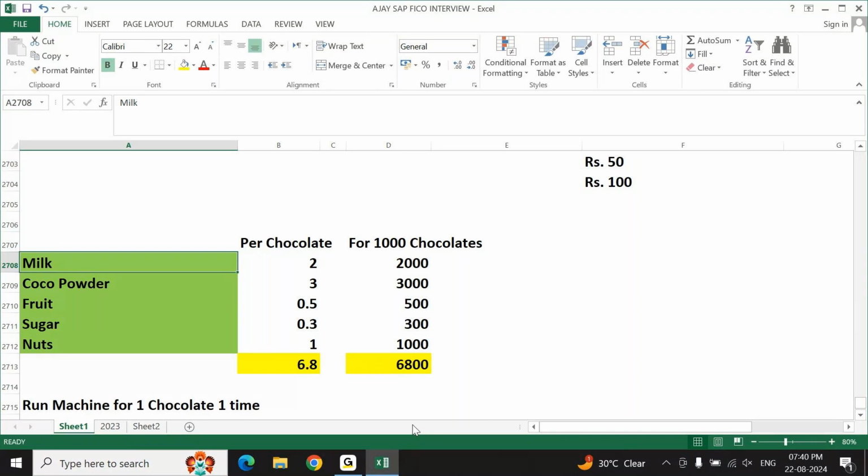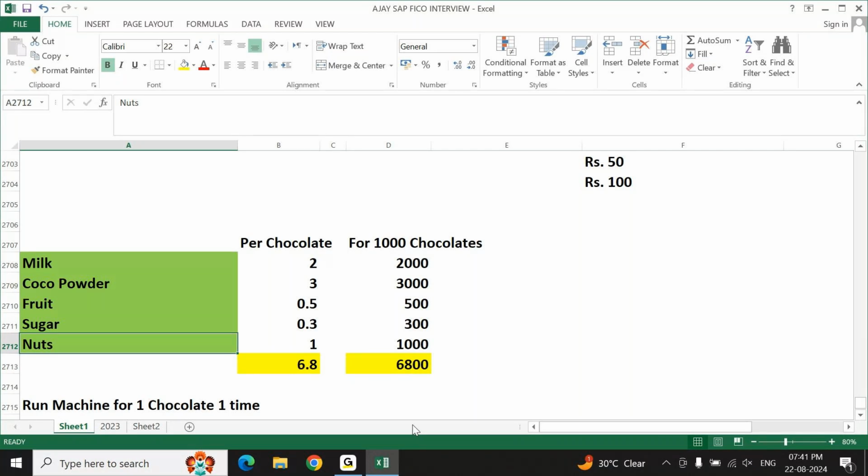Now you need to make sure the same thing you are going to continue in your actual production. The chocolate which everybody liked, you know how it was prepared. What portion of milk was used, what portion of cocoa powder was used, what portion of fruit was used, what portion of sugar was used, what portion of nuts were used, and what was the time that you spent at each stage. Agree?